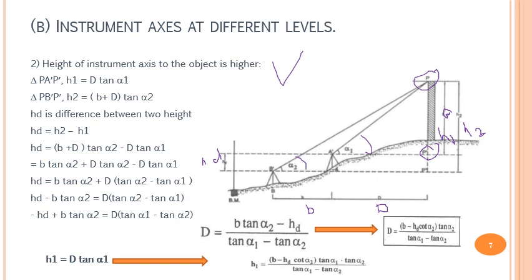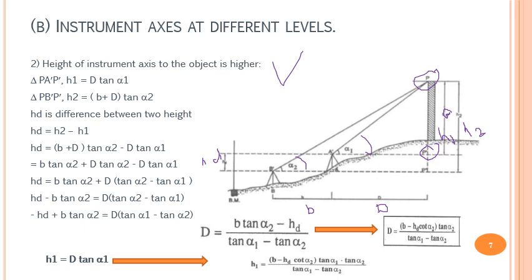Here PA dash, P dash H1 is equal to D tan alpha 1, PB dash, P dash H2 is equal to B plus D tan alpha 2. HD is the difference between the two heights, that is HD is equal to H2 minus H1. Here H2 is greater than H1, so HD is equal to H2 minus H1. HD is equal to B plus D tan alpha 2 minus D tan alpha 1.